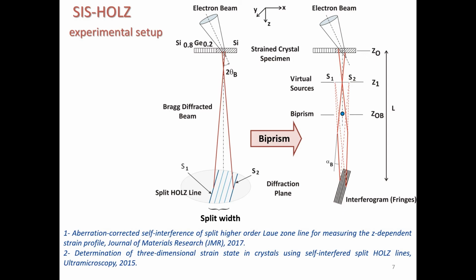Then we call the biprism, which shares the same plane as the selected area aperture. We focus its image on the diffraction plane, align it in the middle of the split parallel with the HOLZ line. Then, by applying some voltage on the biprism, two sides of the split HOLZ line are deflected towards each other and they self-interfere. This is shown on the right side of the figure. So here we get an interferogram.